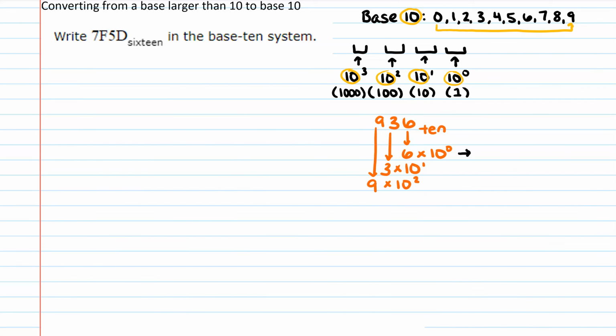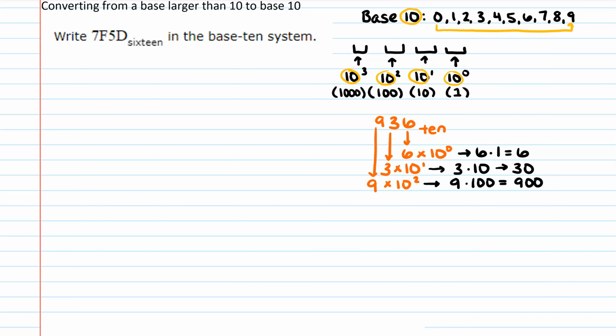10 to the 0 is 1, so this is 6 times 1, which is 6. And then 10 to the first is 10, so this is 3 times 10, which is 30. And then 10 to the second is 100, so 9 times 100 makes 900. And when we add those together, we get 936 base 10.